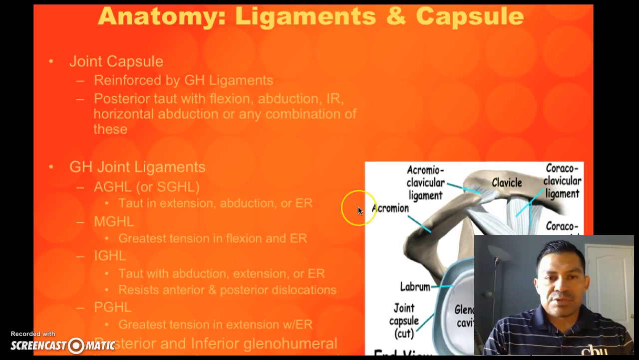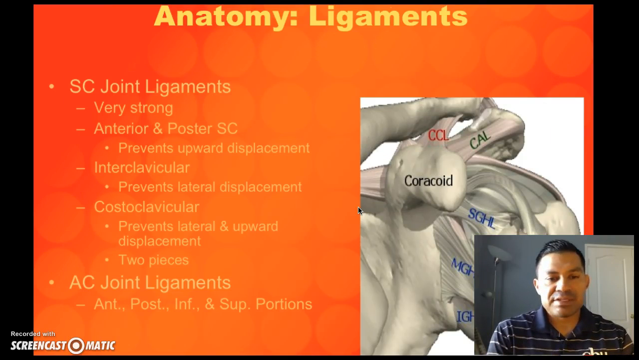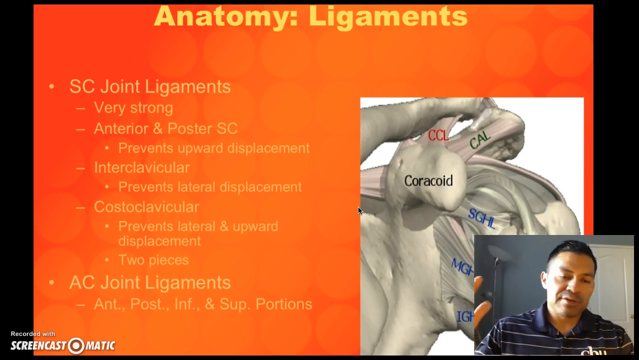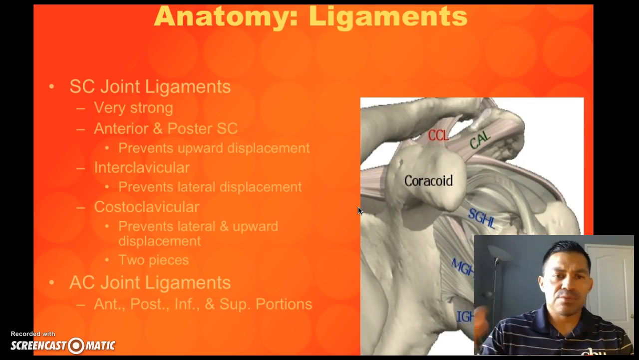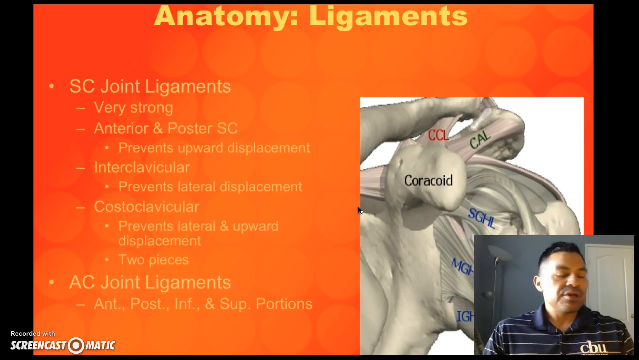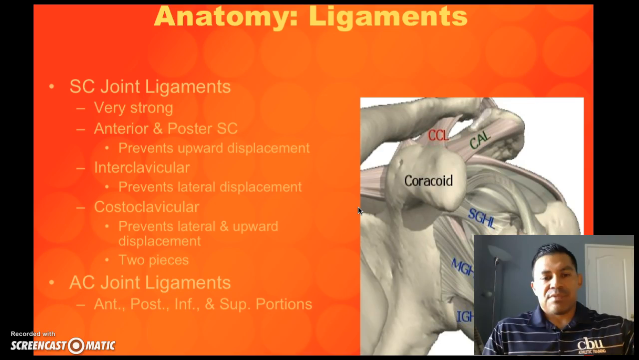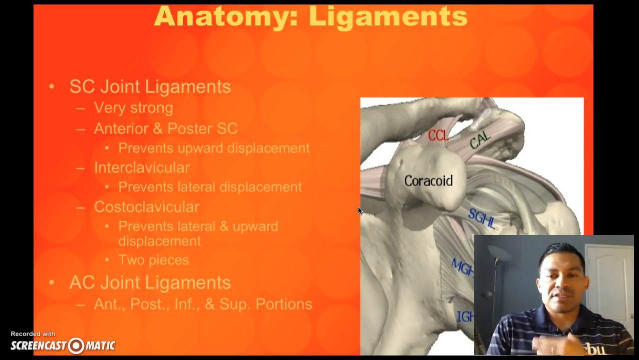So the AC joint, like it says here, there's the anterior, posterior, inferior, and superior portions of the AC joint ligament. All of those are supporting that joint so that it doesn't move superiorly, inferiorly, posteriorly, or anteriorly. And when we get to that pathology, you guys will see that usually the main direction that it's gonna dislocate or sublux is gonna be superiorly, and you're gonna see that because of the deformity that's on there.